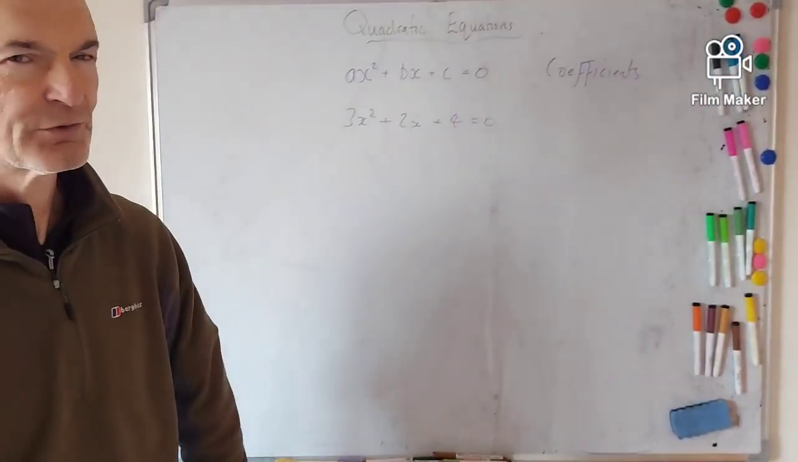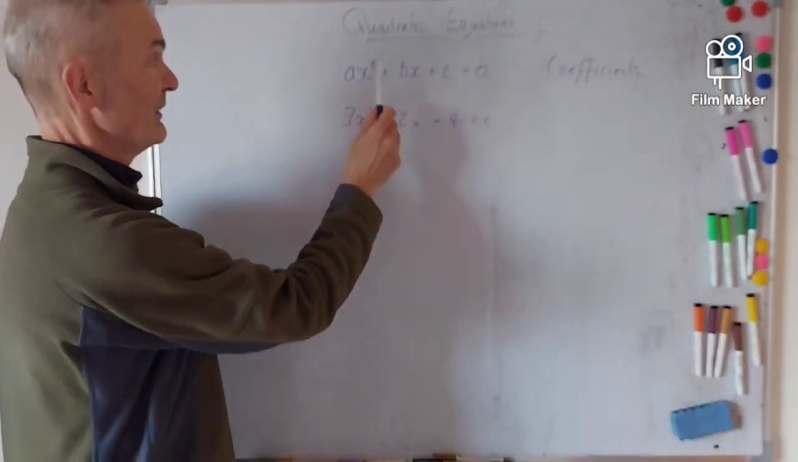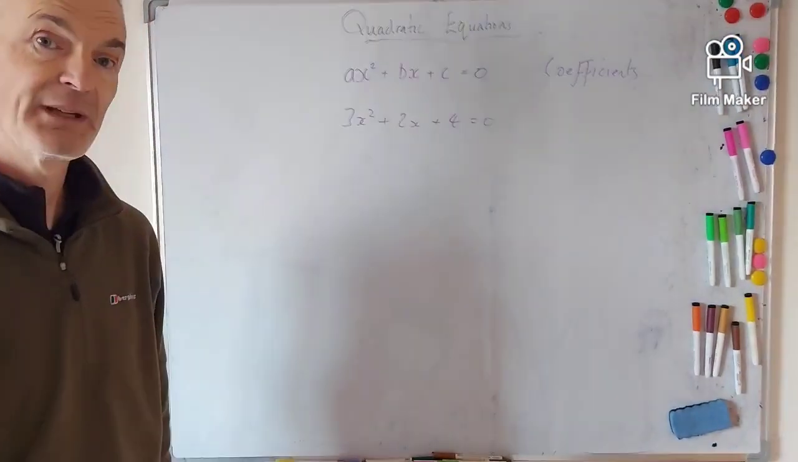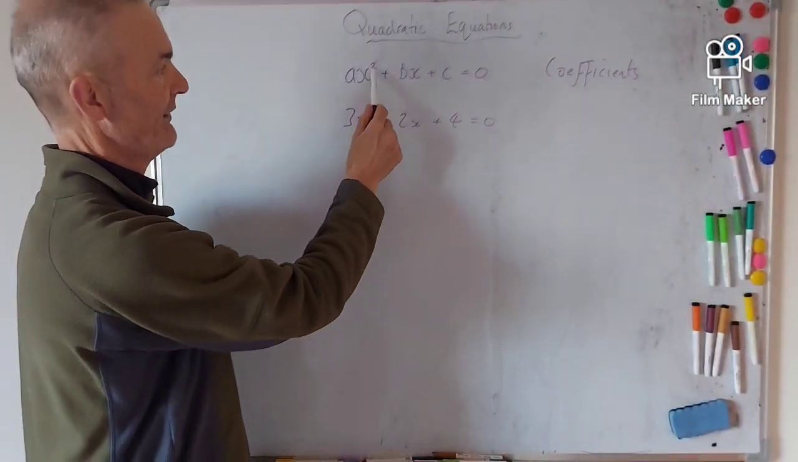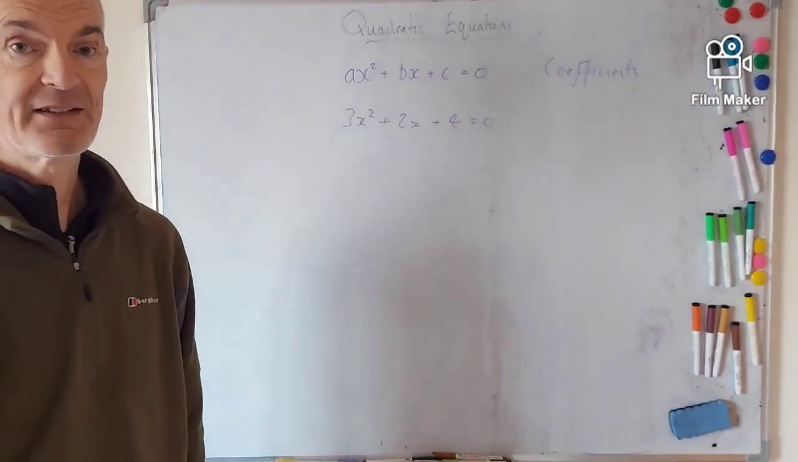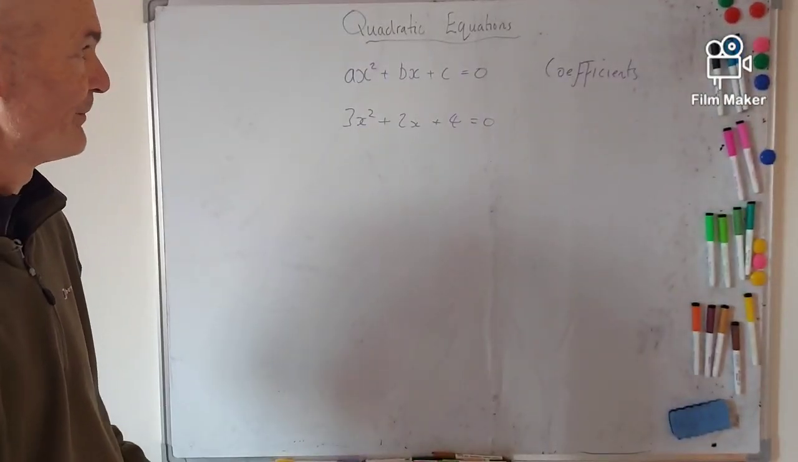Why are they called quadratics? Well, it comes from the word quadratus, meaning square in Latin, and the x term, as you can see there, is squared. So that's where the word quadratic comes from.